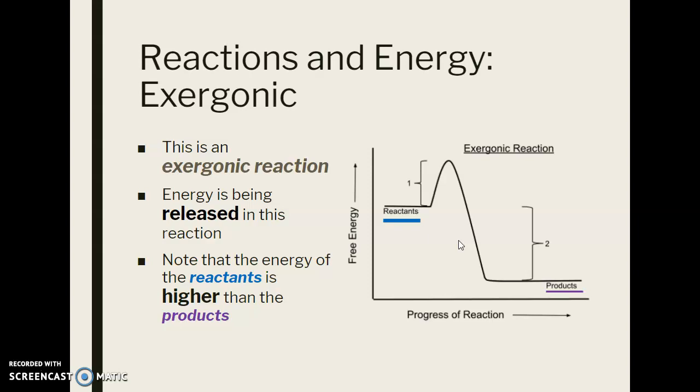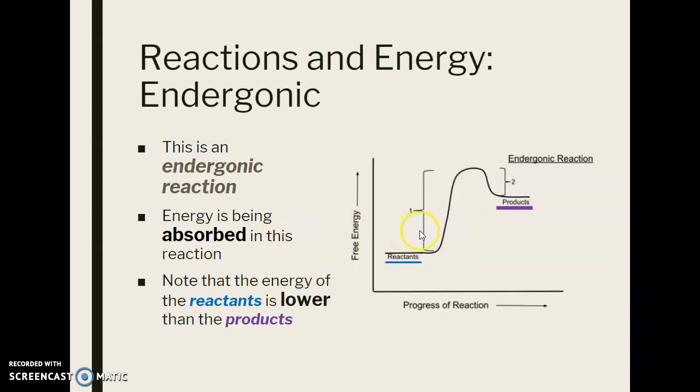So these are called exergonic reactions, which means that energy is being released. Okay, and we know the reactants have a higher energy than the products in an exergonic reaction. Reactants are what we start with. Our products are what we end with in a chemical reaction. Endergonic is the opposite. We have energy being absorbed in the reaction. So the reactants have a lower energy than our products. Okay, so what we start with has a lower energy than what we end with.